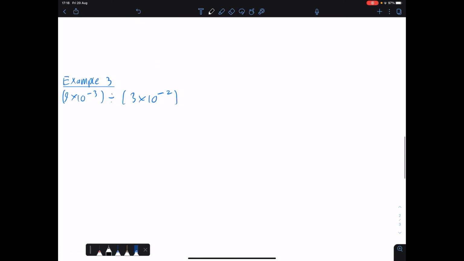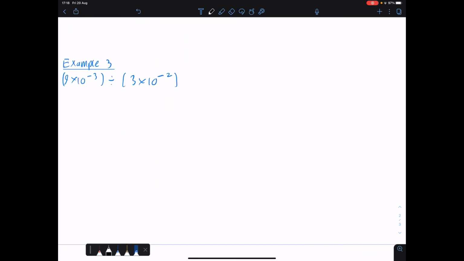For our third example, we're asked to calculate 9 times 10 to the power of negative 3 divided by 3 times 10 to the negative 2. Again, we just address these starting numbers. So what is 9 divided by 3? Well, that is just 3. And now we need to address these powers of 10. So what is 10 to the power of negative 3 divided by 10 to the power of negative 2?